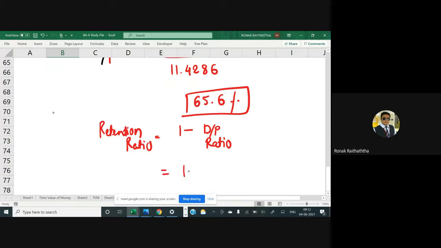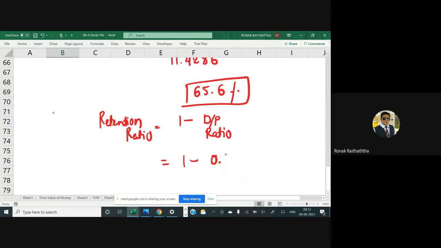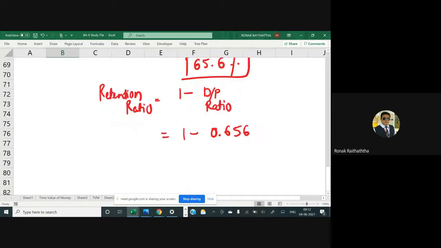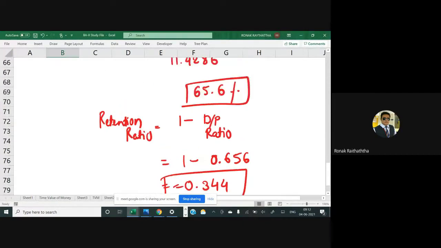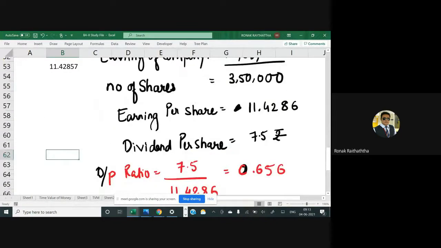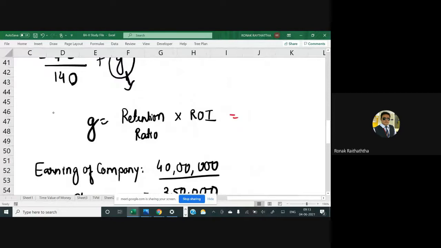Equal to 1 minus 0.656. So what do we get? 0.344. Very good. Okay, now this can be used to find the growth rate, and ROI is anyway given to us. So just put the retention ratio 0.344 multiplied by ROI, which is given to us.